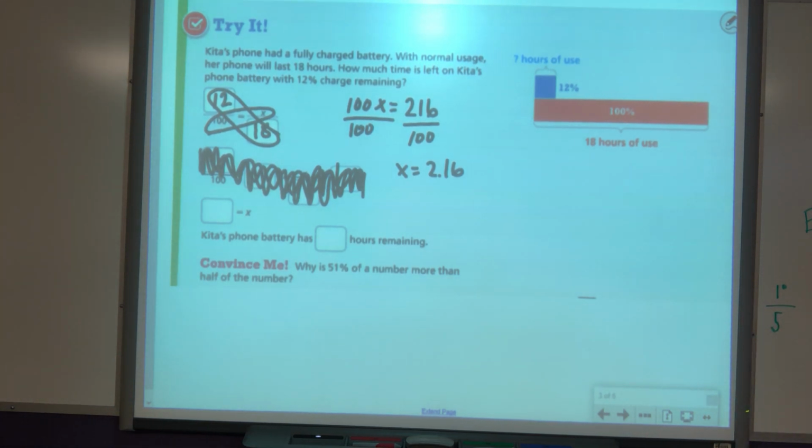Two and 1600? Yes. Can I leave it as 2 and 1600? No, unless you want to do more, unless you like doing long division. Do you think I can leave it? Yes. Okay, why?